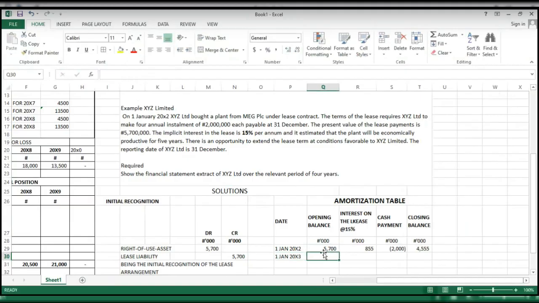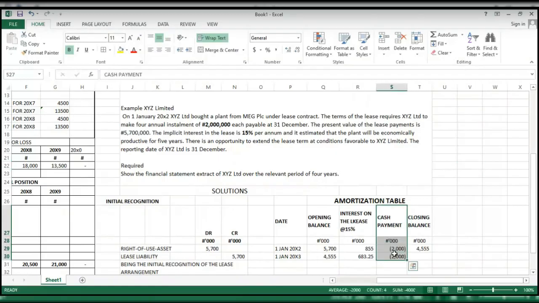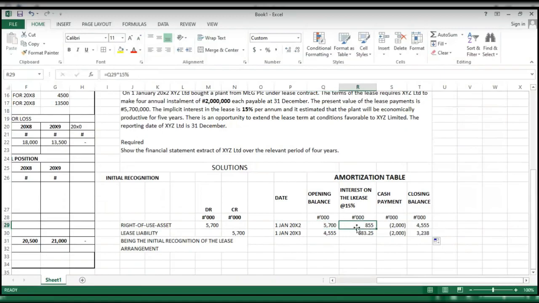So on 1 January 20x3, the opening balance is the closing balance for the previous year. Another 15% interest is charged on it, times 15%. The addition of the two, minus the payment that is made annually, which is 2 million. Don't forget, the annual installment he pays is 2 million. Let me bold that in the question as well so that you can see it clearly. It is a cash payment each year. So the closing balance will be calculated just like here: opening balance plus the interest charged minus the payment made. You can use your calculator to follow up. How we arrive at this figure is this plus this minus this.